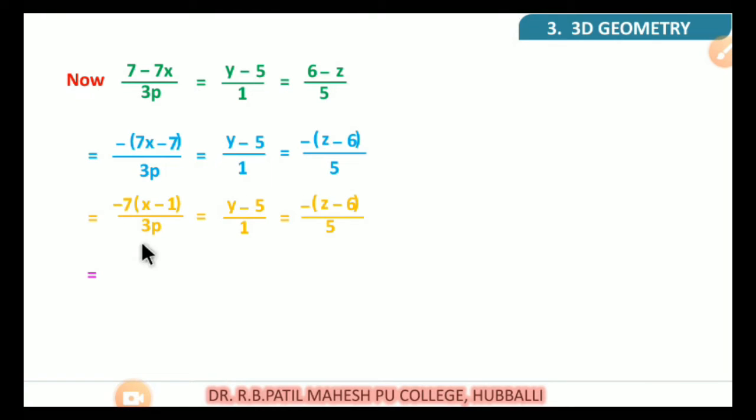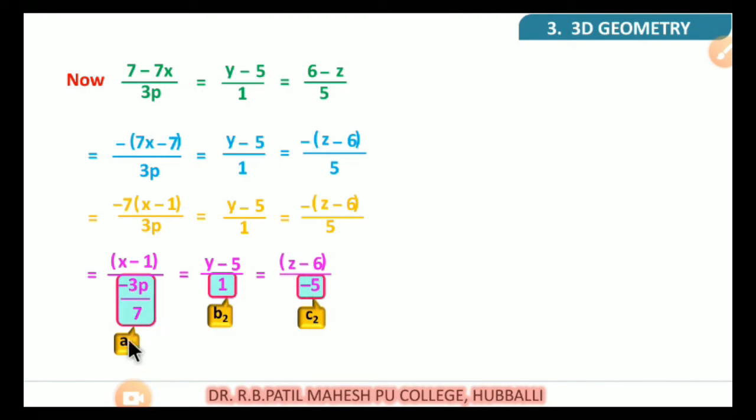So now to convert into the standard form, take this minus 7 to the denominator side, it becomes 3p by minus 7. Therefore x minus 1 divided by minus 3p by 7 is equal to y minus 5 divided by 1 is equal to z minus 6 divided by minus 5. So that is the standard form. Now we can write down the direction ratios of this second line. So A2 value is minus 3p by 7, B2 value is 1 and C2 value is minus 5.